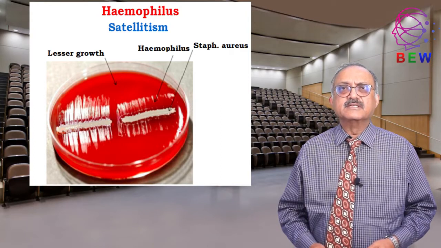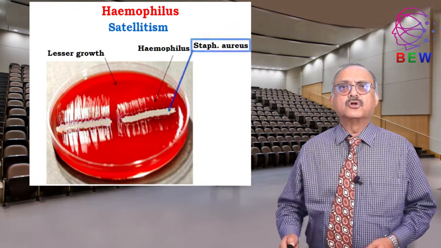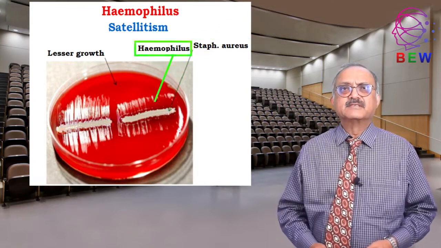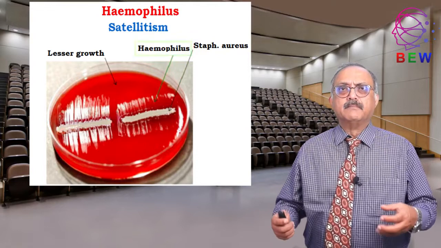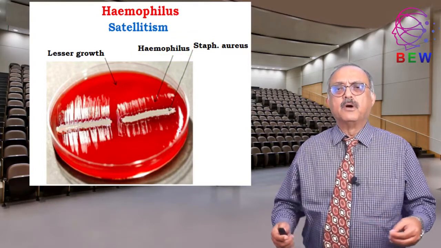In the central you can see the line of Staph aureus streaked across, while the horizontal lines are those of Hemophilus which have grown in large numbers closer to the Staph aureus and they become smaller as you go out to the periphery.